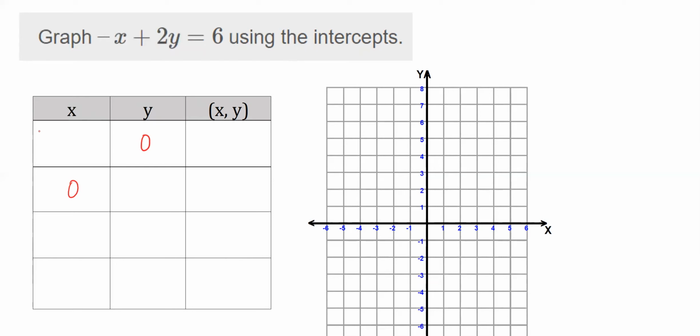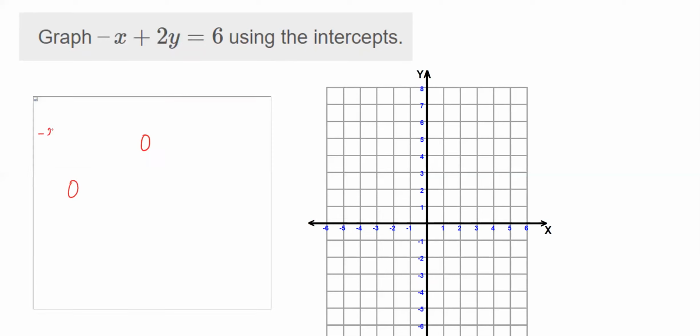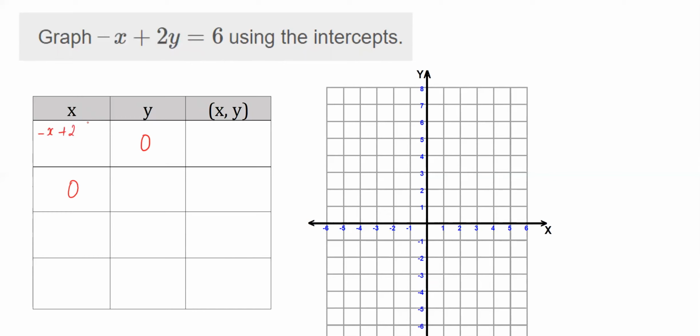So I'm going to do the calculation here. I wish it was a bigger box. Let's see, I think we can manage. Negative x plus 2 times 0 equals 6. Plug in the 0 there. So that will be negative x equals 6. You don't want the negative x, so divide both sides by -1, which implies x is -6.